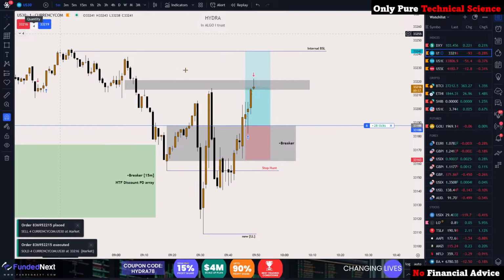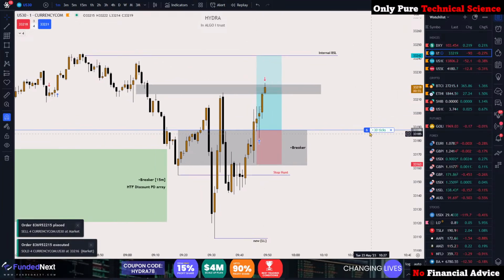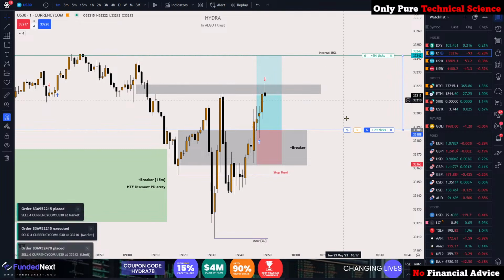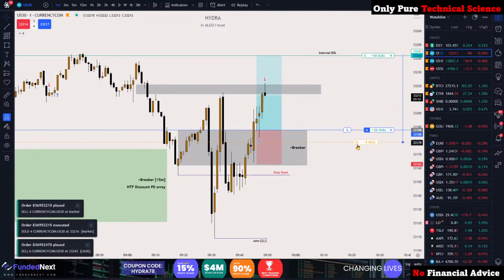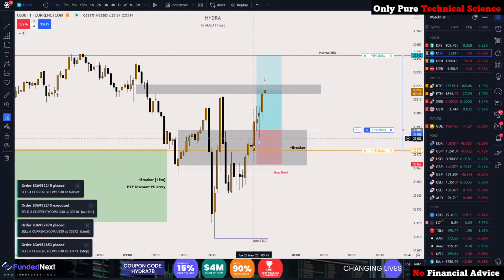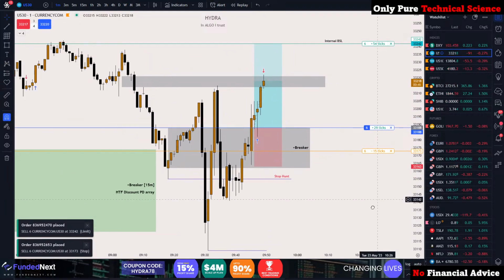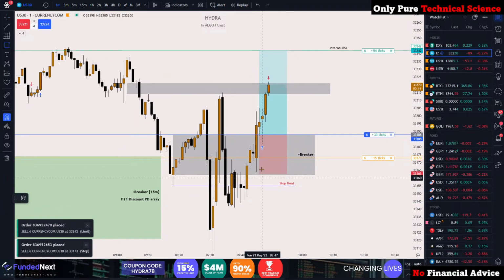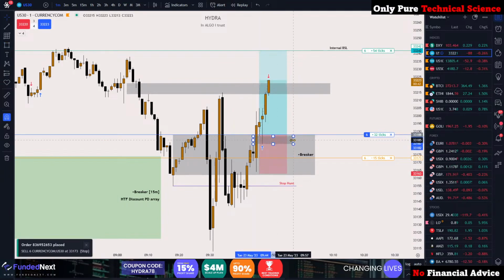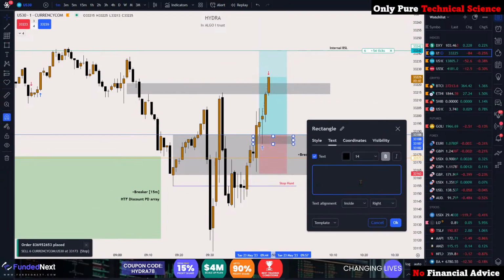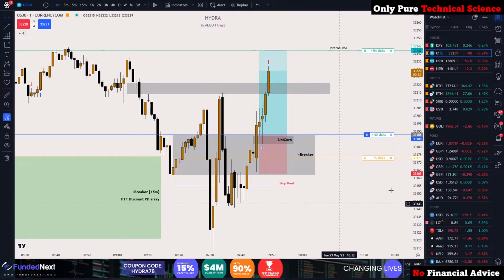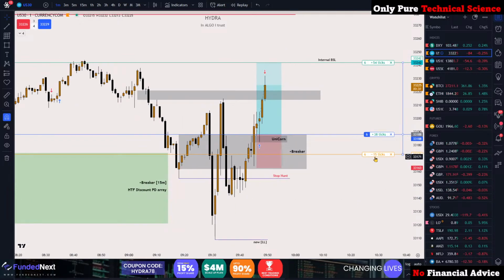So a partial done. TP will be above this candle. Our stop loss will be below this fair value gap. Okay, this is the fair value gap. Fair value gap here, which is a unicorn. U-N-I-C-O-R-N, unicorn, and 15 ticks of stop loss, 54 ticks of target. Okay, that's very profitable.